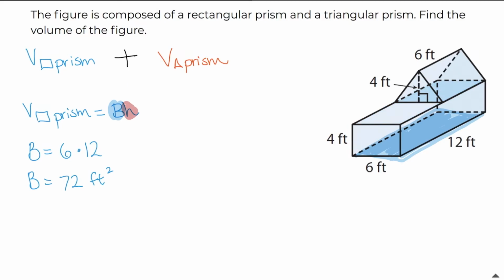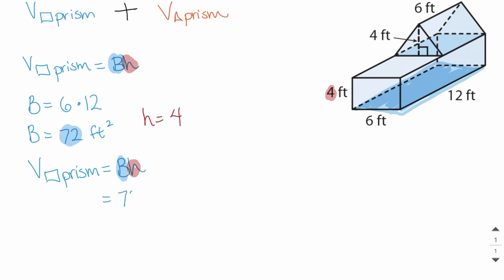So here I'm going to rewrite the formula, and I'm going to color code this information. So the area of the base times the height. We know the area of the base was 72 square feet, and we know that the height is equal to 4 feet. So I'm just going to multiply 72 by 4, and I end up getting 288 cubic feet, or feet cubed. So we found the volume of the rectangular prism.